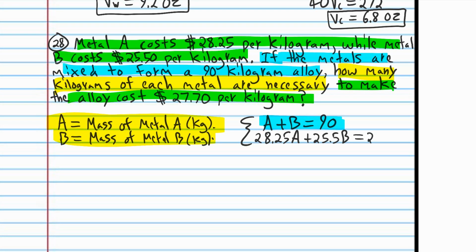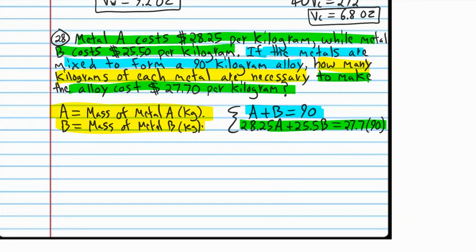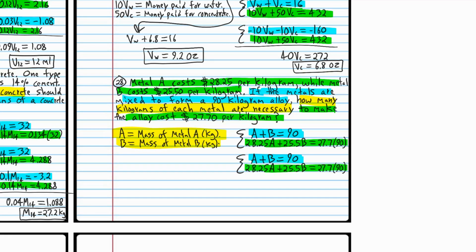So that's going to be 27.7 per kilogram, and then there's 90 kilograms. This is the total amount of money we're going to pay for our final alloy, because we know it's $27.70 per kilogram, and we know there's 90 kilograms, so we multiply those. So now we just have to solve the system. Now we're just going to simplify: 27.7 times 90. We'll do that in the calculator.